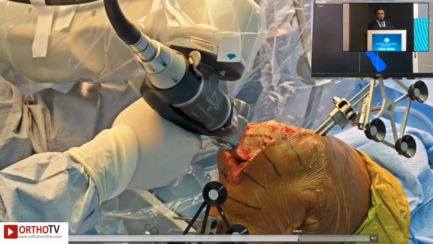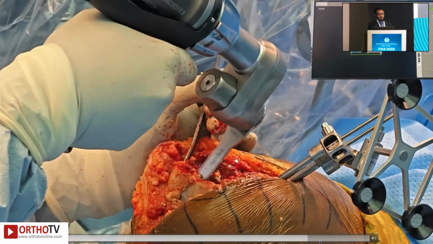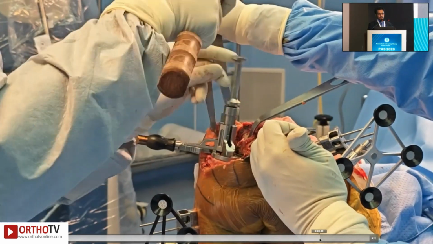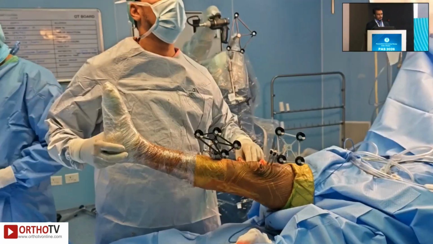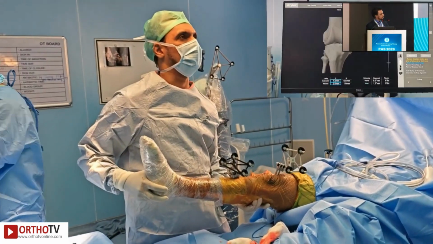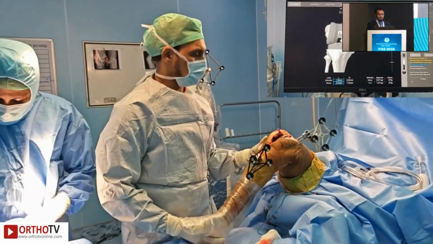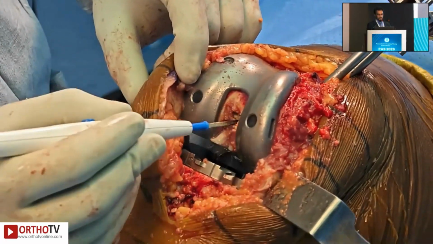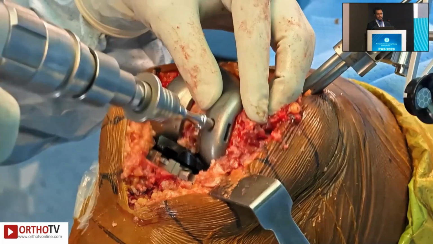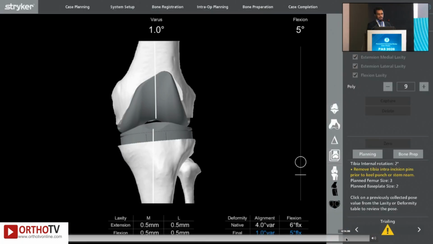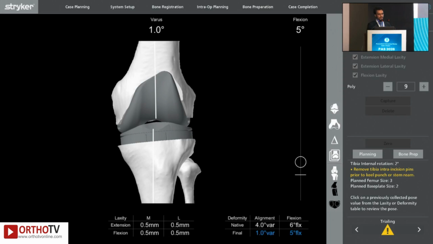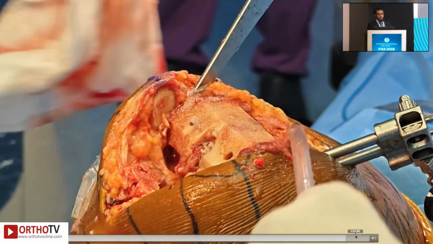Once you complete your cuts, you can get in your trial components. You prepare your tibia, you get your trial components in. I felt a little bit of tightness on the flexion here, so I did a little bit of release of the PCL here, as you can see. And then I go back and check my gaps, and then that's my final alignment, and we are good to go ahead and cement.